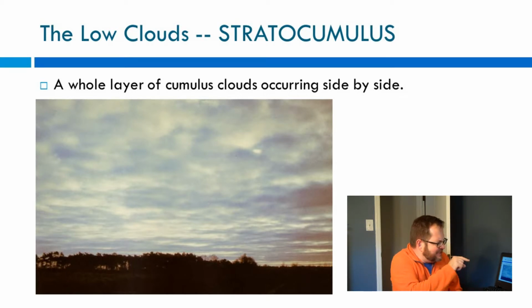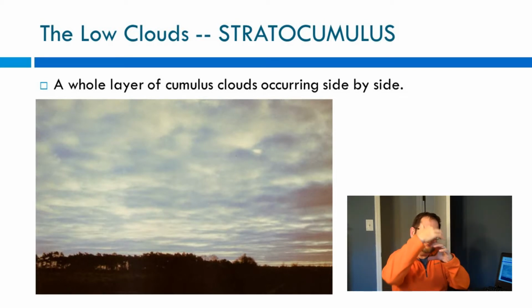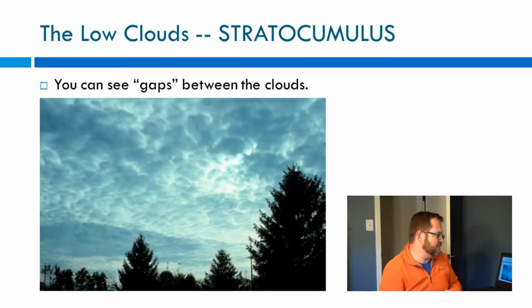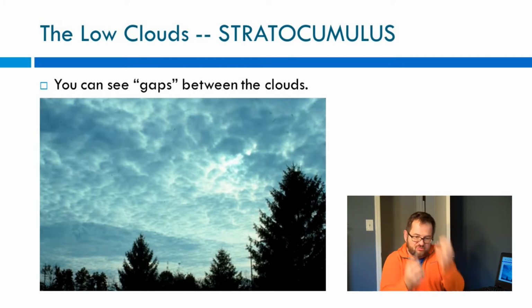But you should be able to see little patches where you're seeing the sides. These cumulus clouds are not quite touching each other, so you might see some blue sky between them, or you might see the side of one cloud in the gap between two clouds. Some of these other pictures might make it a little bit clearer. This is not a whole layer being gently lifted, it's a whole bunch of cumulus clouds occurring side by side. The right word for that is stratocumulus clouds.